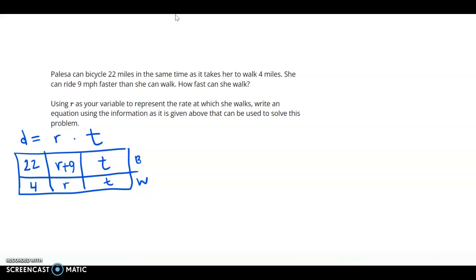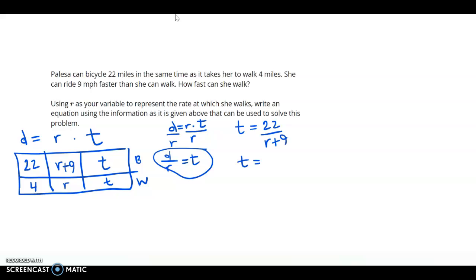Now we know distance equals rate times time. But because I see the t isolated here, I really want it solved in terms of t. So I'm going to divide both sides by r. So I have d over r equals t. I'm going to use this to write out both of these equations. I'll flip that t to the other side, so I'll have t equals d over r, so 22 over r plus 9 for that first one. And then t equals 4 over r for the second one.